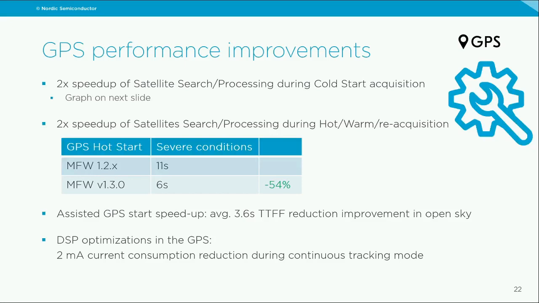And the next feature here is that digital signal processing optimization has been done in the GPS. This is specific to the continuous tracking mode, where we have managed to reduce the current consumption by around 2 milliamperes. So that's a very big improvement.